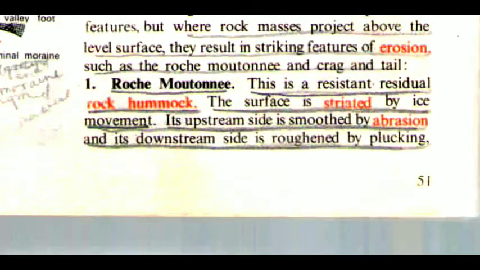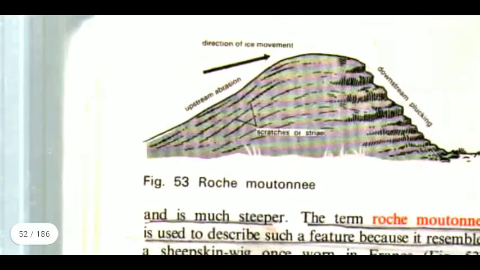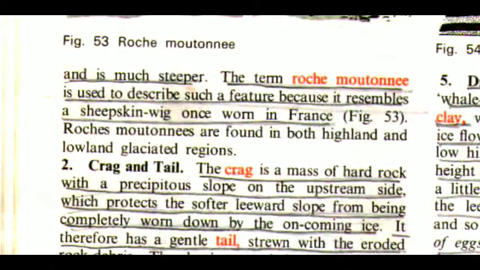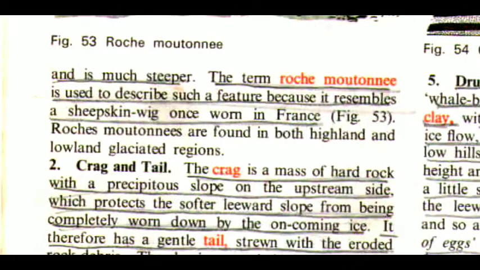The first one is roche moutonnée. This is a resistant residual rock hummock. The surface is striated by ice movement. Its upstream side is smoothed by abrasion and its downstream side is roughened by plucking and is much steeper. The term roche moutonnée is used to describe such a feature because it resembles a sheepskin wig once worn in France. Roches moutonnées are found in both highland and lowland glaciated regions.